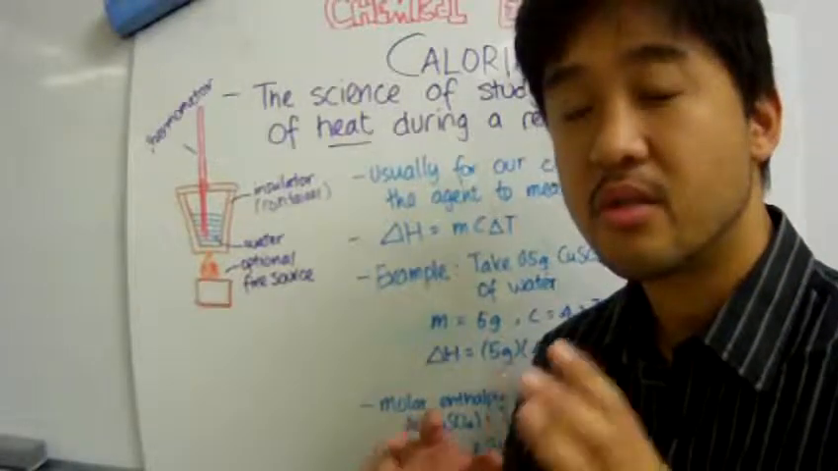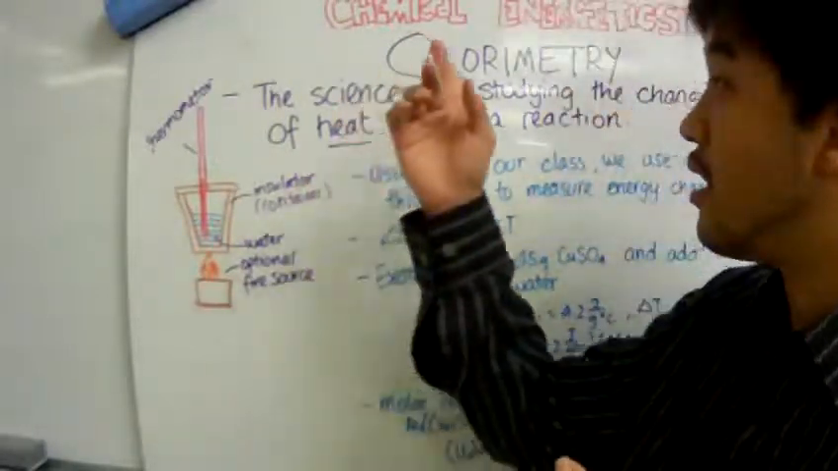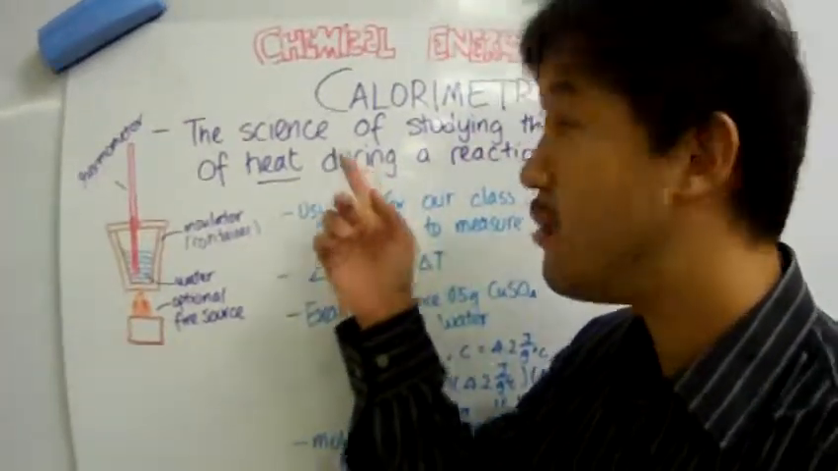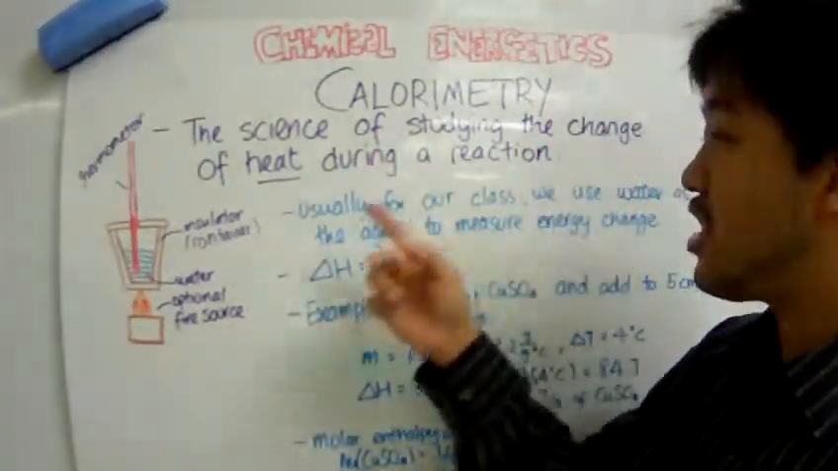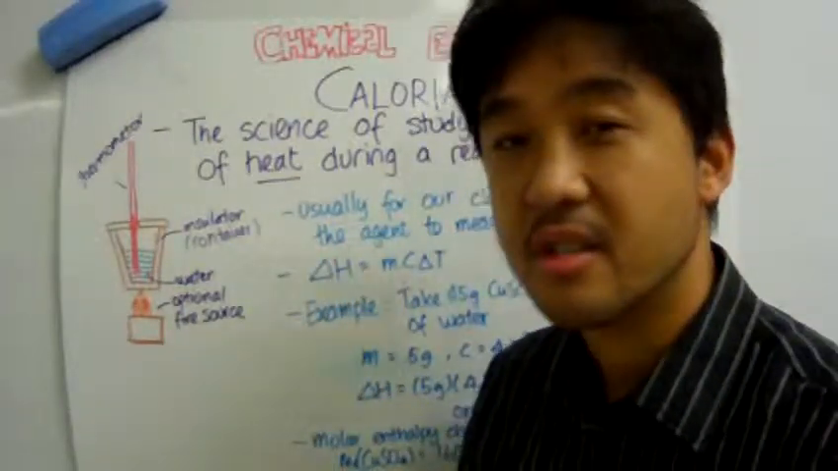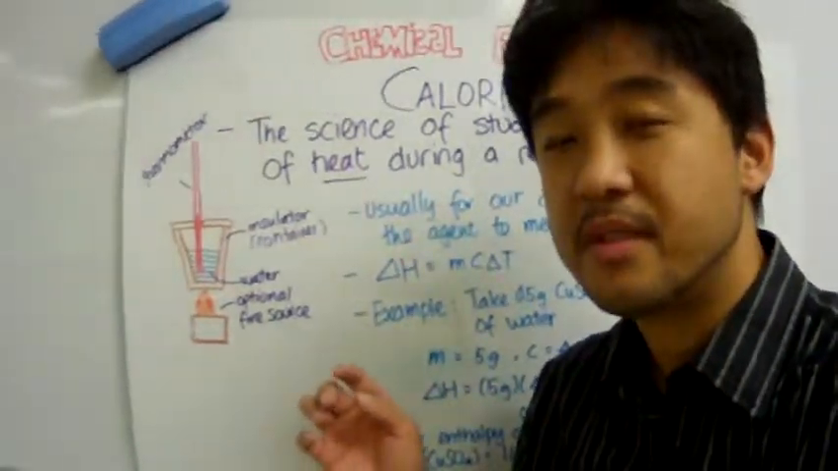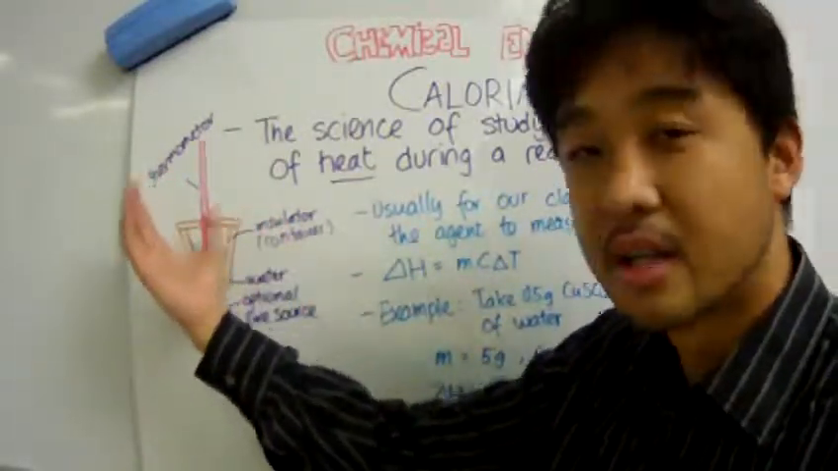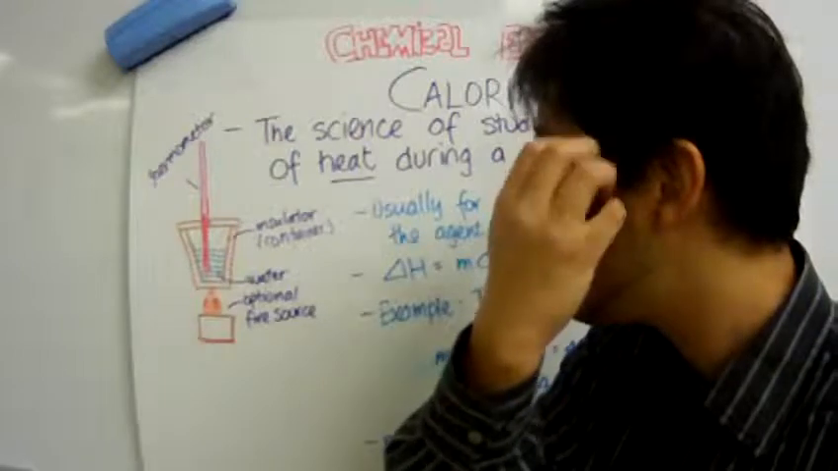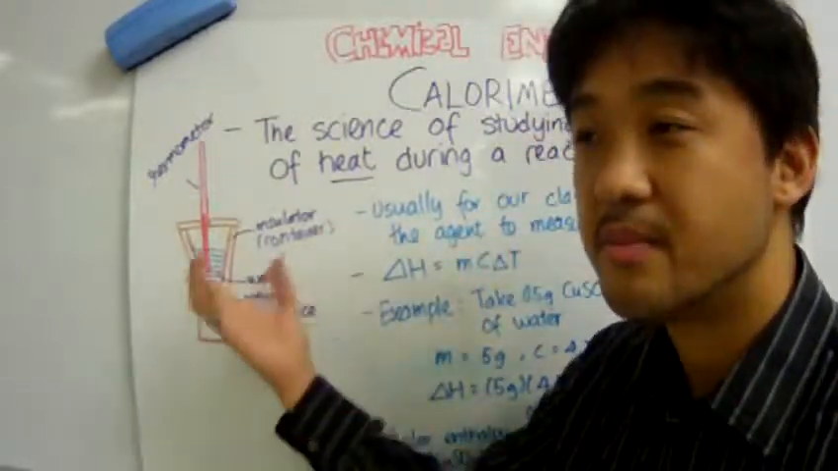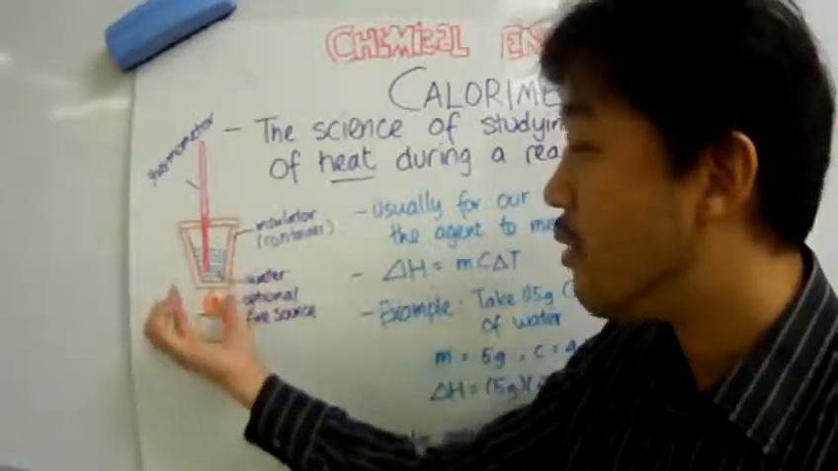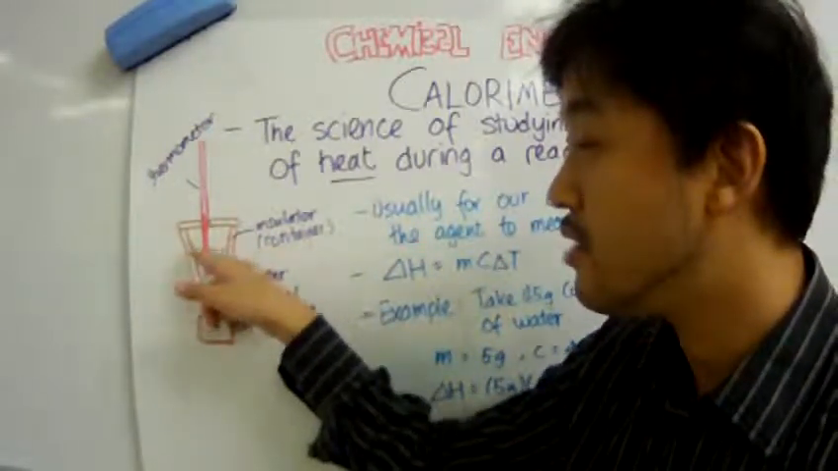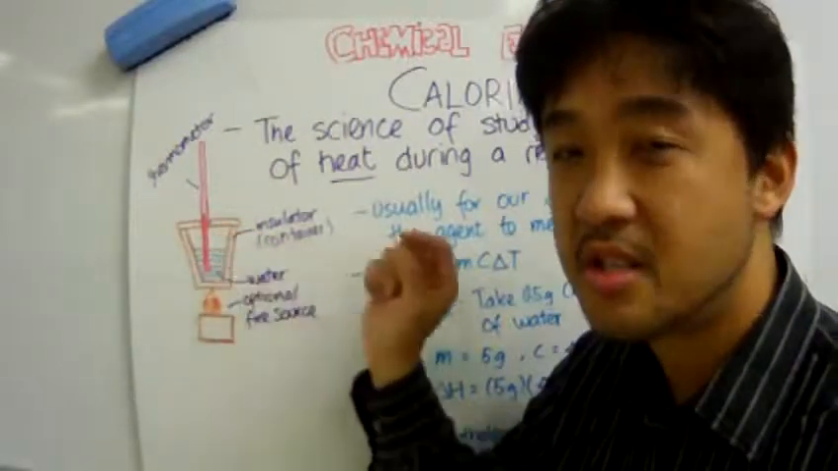And the method to do this is calorimetry, which is the science of studying the change of heat during a reaction. Now, in order to use this experimental method, we need what we call a calorimeter, which is simply, in our class, a simple styrofoam cup, where we have the water solution inside the cup, and the styrofoam cup will act as an insulator.